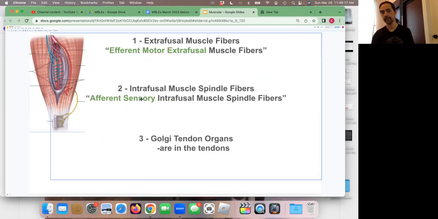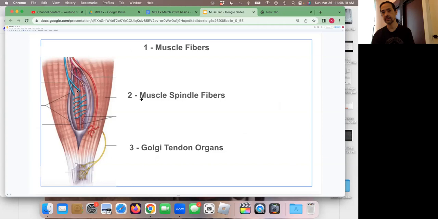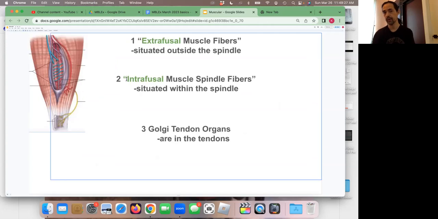Okay, now let's back up and go to the intrafusal fibers. So the muscle spindle fibers, also called muscle spindle cells, are intrafusal. That means they're inside the spindle. I always forget the name spindle. They're inside the spindle.